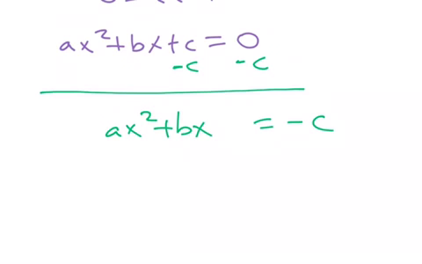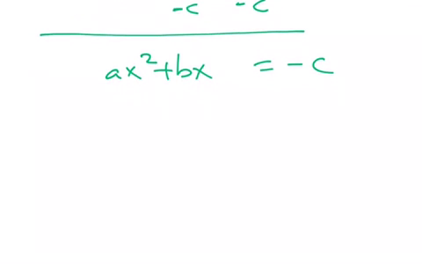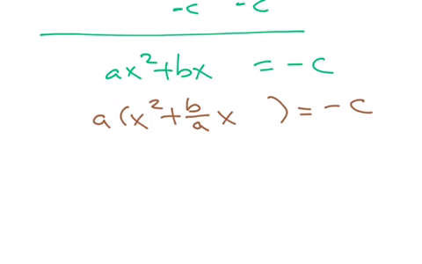Okay, then what do I have to do? If the leading coefficient is not already 1, you should factor it out. So you get b over a x, little space, negative c. Why am I giving myself a little space here? Because you're going to have to complete the square.